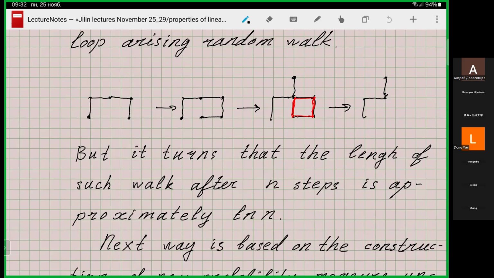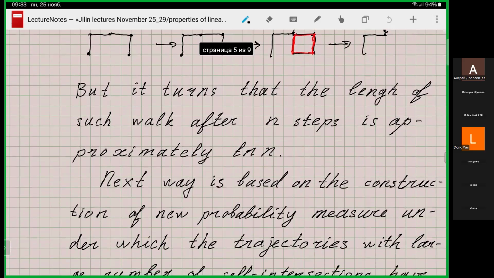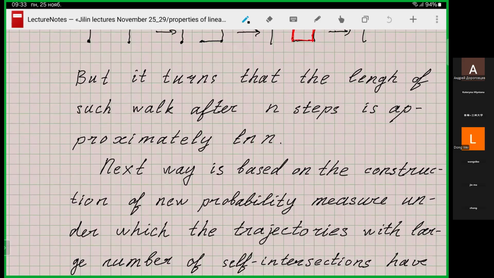But still, loop-erasing random walk is an interesting mathematical subject, and you can find a lot of papers about this, even by myself, devoted to different properties of loop-erasing random walk. The next way is based on the idea of Boltzmann. It came from the beginning of the previous century, and the idea is the following.